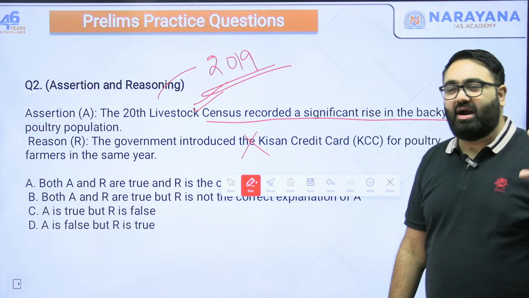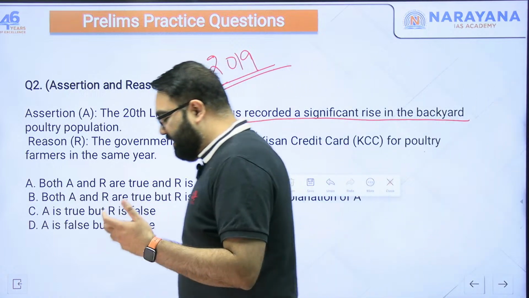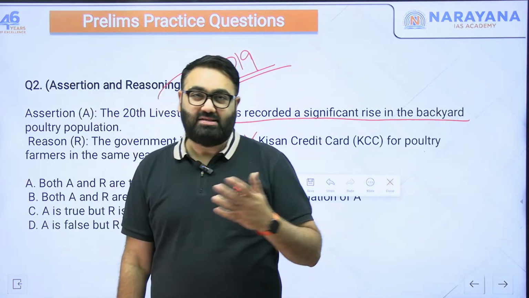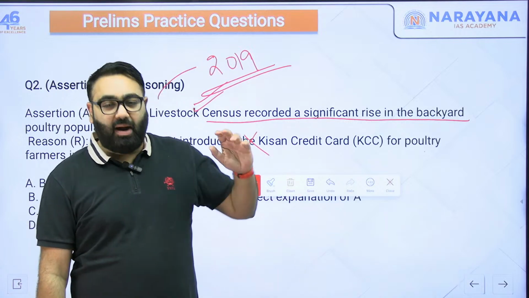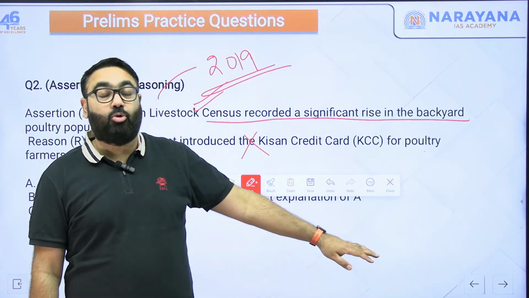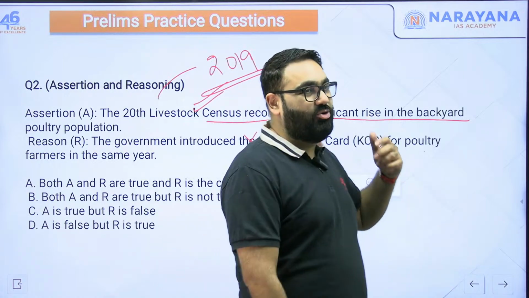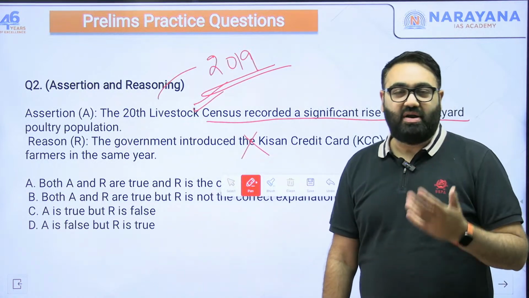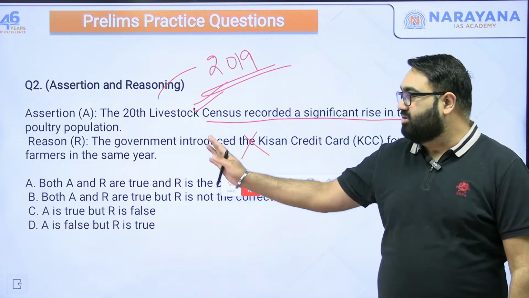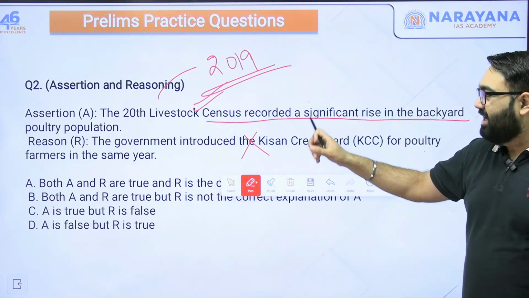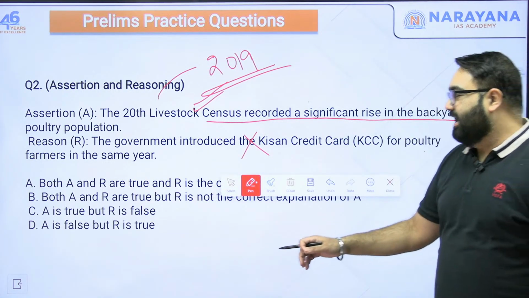The Kisan credit card is again a kind of credit instrument given to the farmers specifically. As the name says, it's kind of a credit card. But these were made open for the poultry farmers later than 2019. They were not made open for farmers in 2019. So that is not the reason. While assertion is correct, the reasoning is wrong. So the answer here would be C.